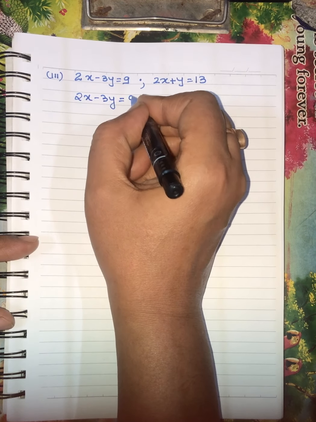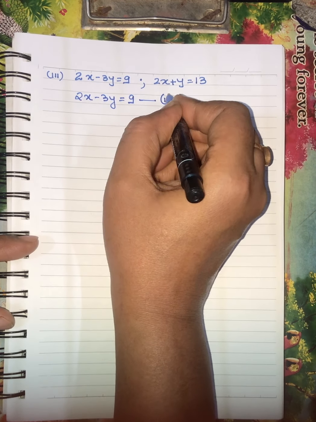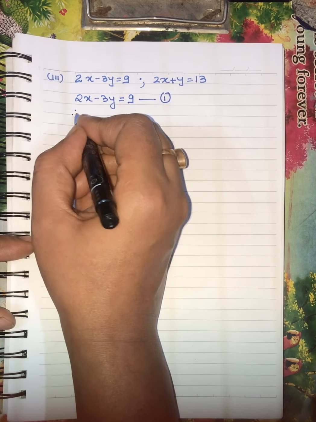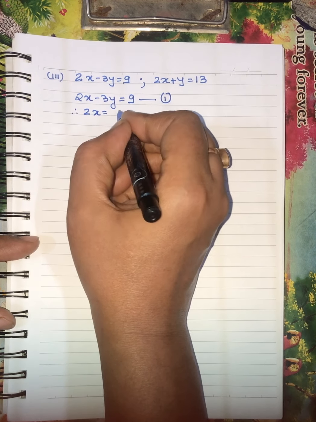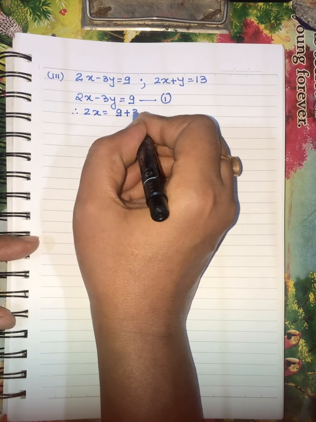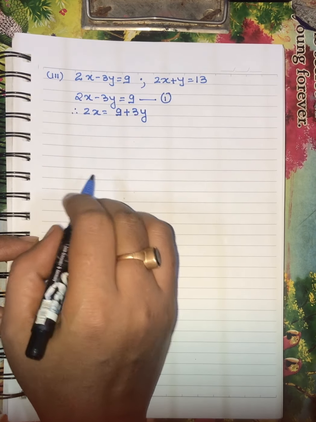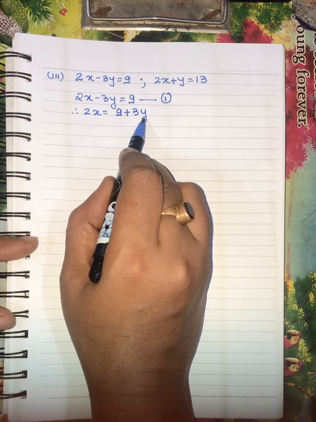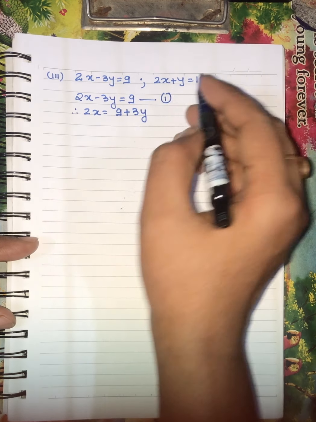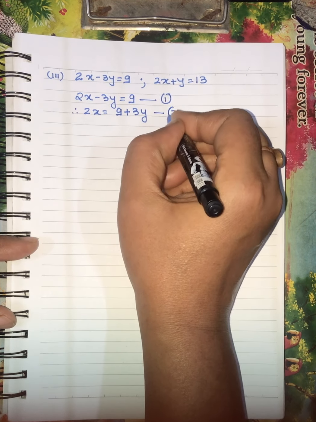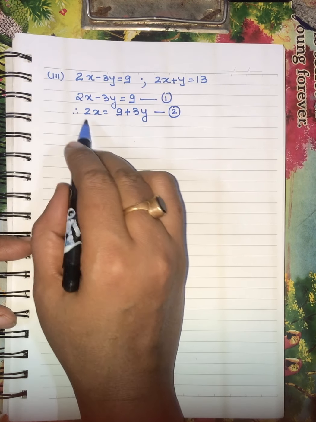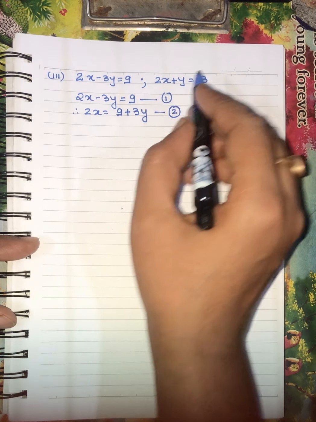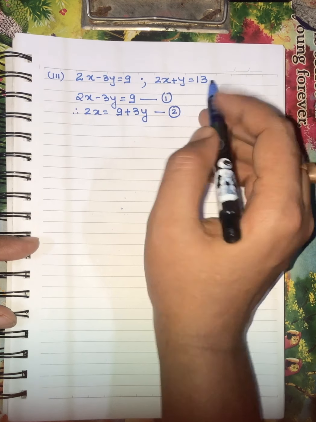2x minus 3y is equal to 9 is the first equation. So 2x is equal to 9 plus 3y. I have taken minus 3y to the right hand side, and it became plus 3y. Let us have it as the second equation. This value of 2x, let us put it over here in the third equation.